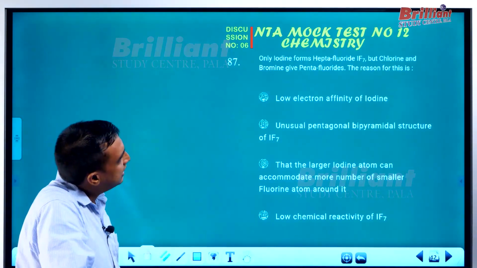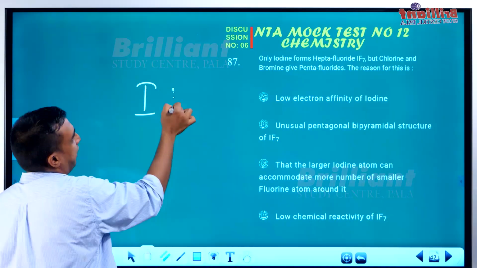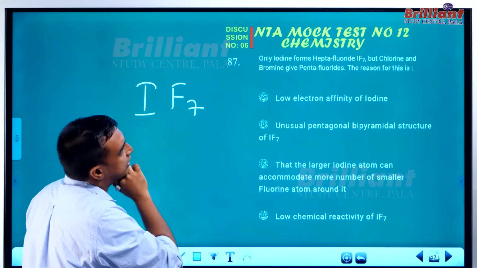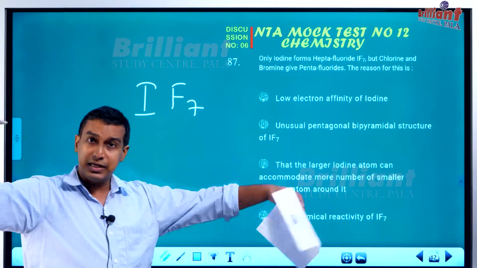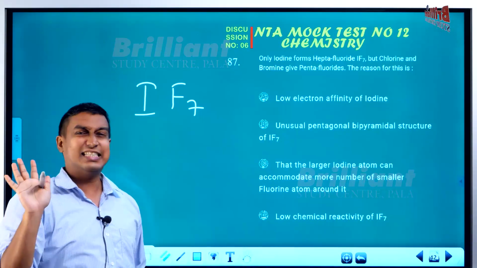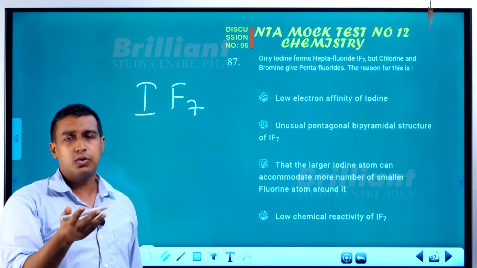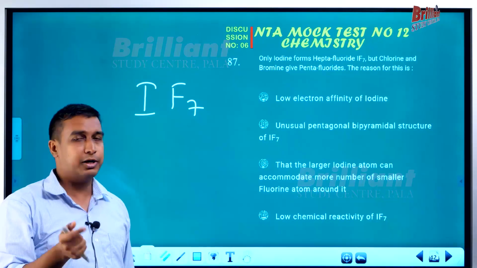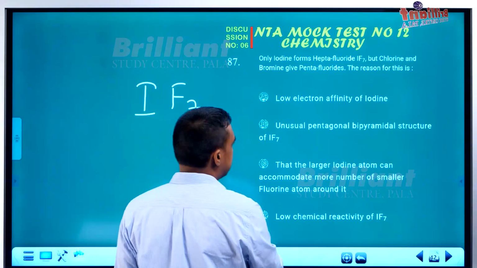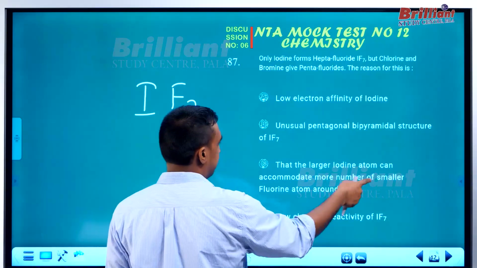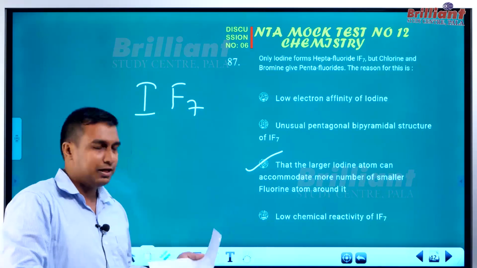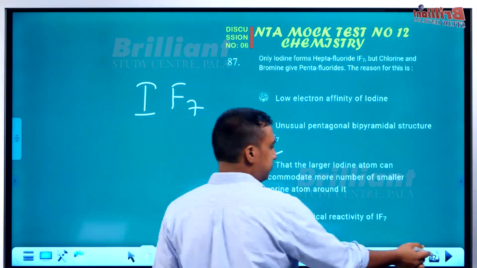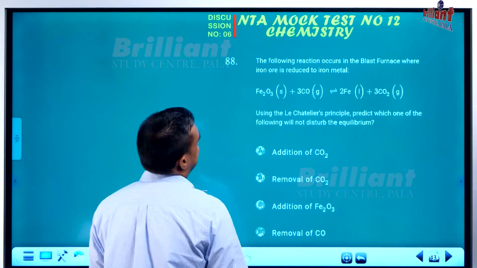Only iodine forms a heptafluoride, IF7, but chlorine and bromine give pentafluorides. The reason is common sense. Iodine is a bigger atom, so it can accommodate 7 fluorines around it, while chlorine and bromine are not that big compared to iodine. The reason is, the larger iodine atom can accommodate more number of smaller fluorine atoms around it. Question number 87, the answer will come as option C.